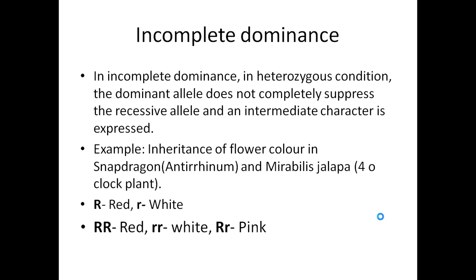For example, inheritance of flower color in these two plants, Snapdragon and Mirabilis jalapa. In these plants, the allele for red colored flower is incompletely dominant over the allele for white colored flower. So here this capital R represents the allele that controls the production of red colored flowers, whereas this small letter r is the recessive allele that controls the character of white colored flowers.